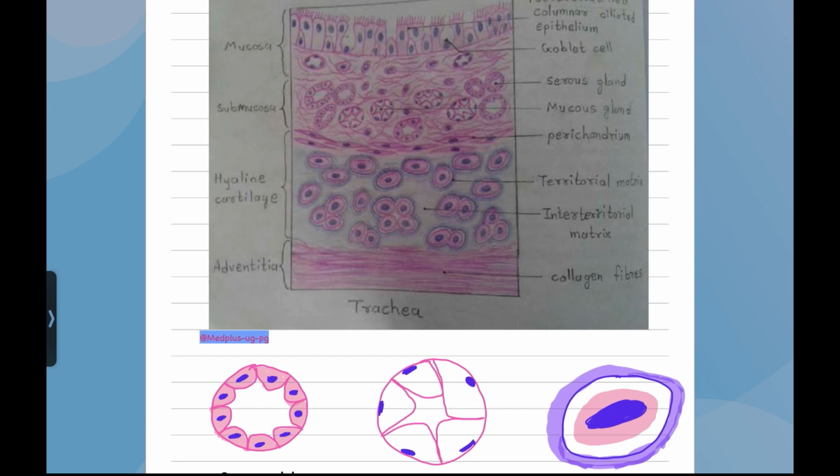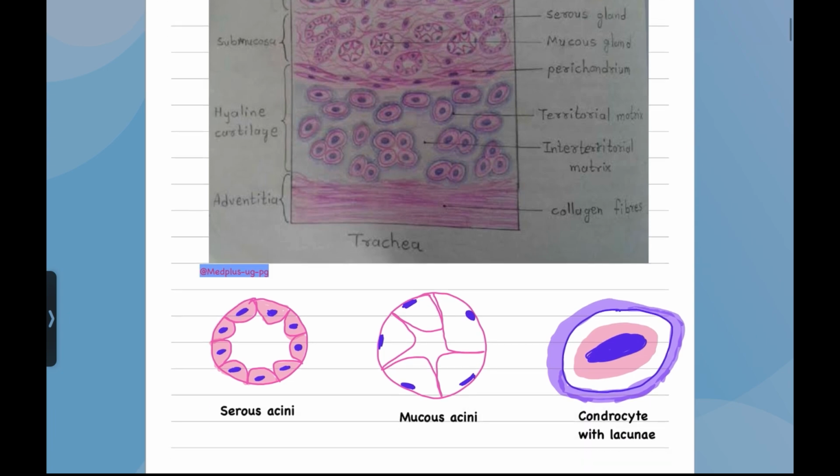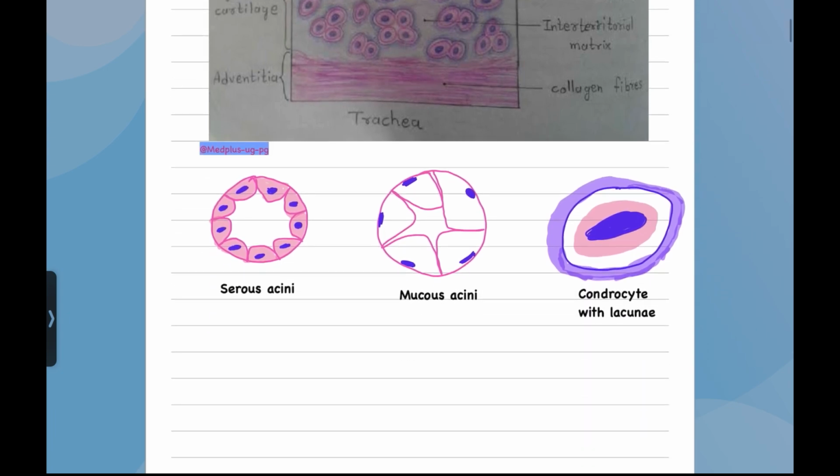And here we can see hyaline cartilage, and next to it there may be the trachealis muscle. Hyaline cartilage will appear as chondrocytes or a nest of cells with a purple colored stroma in the background. And we can see here the adventitia, which is made up of collagen fibers.